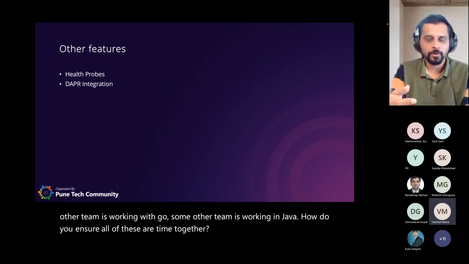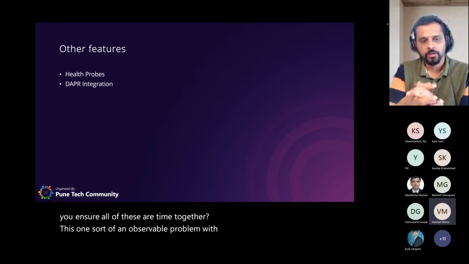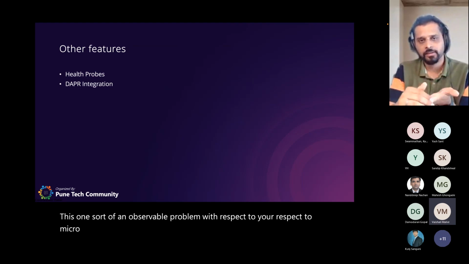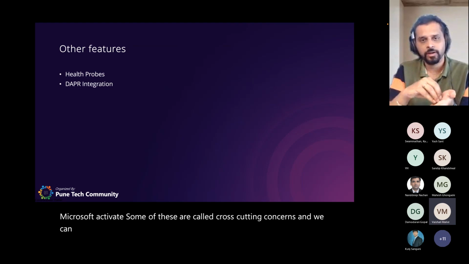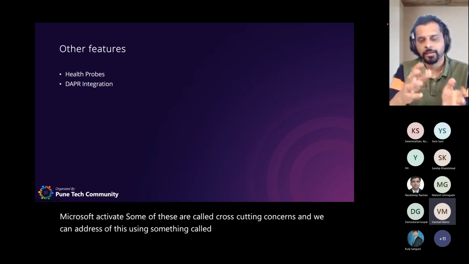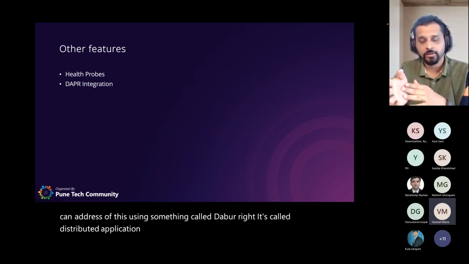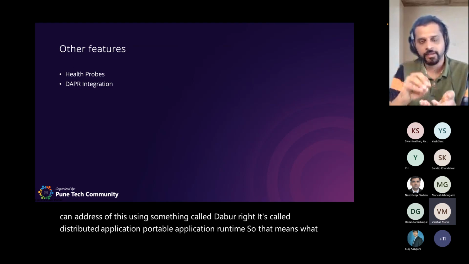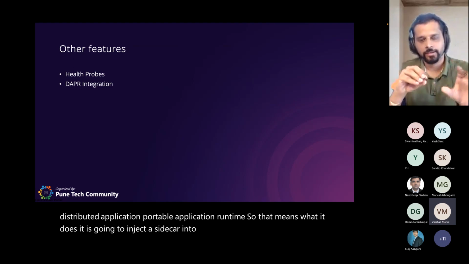This is one sort of observability problem with respect to microservice architecture. Some of these are called cross-cutting concerns, and we can address all of these using something called Dapr, the Distributed Application Runtime. What it does is inject a sidecar into your container so that your application code remains intact.